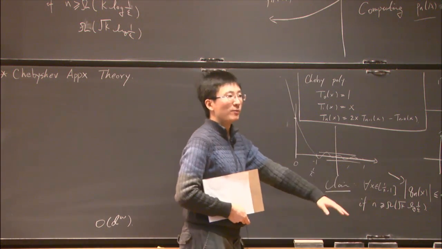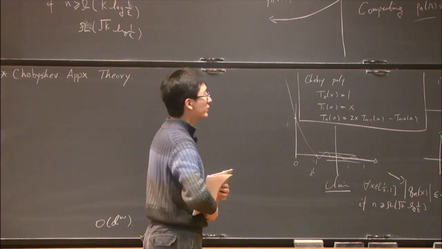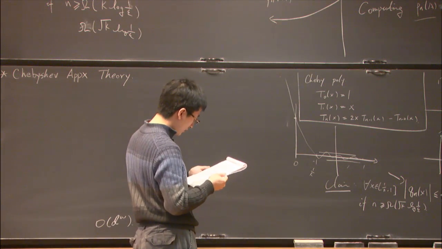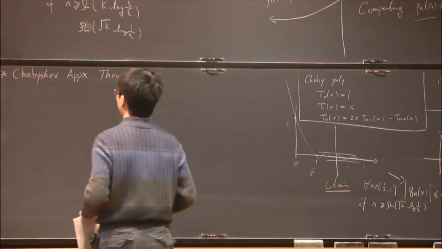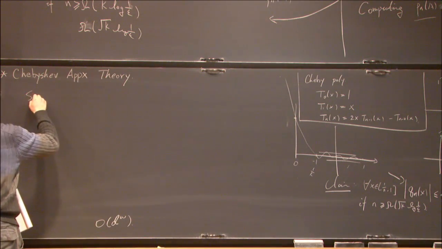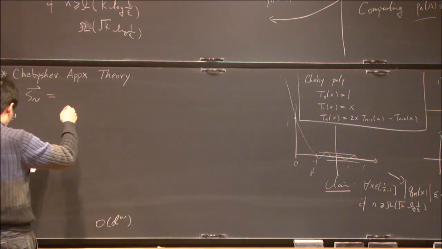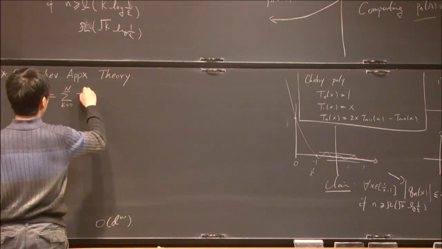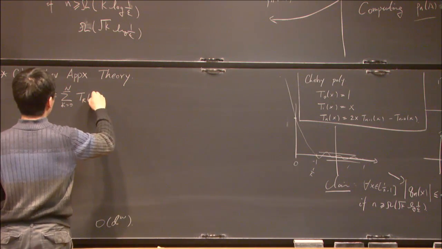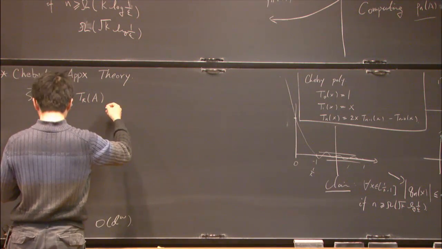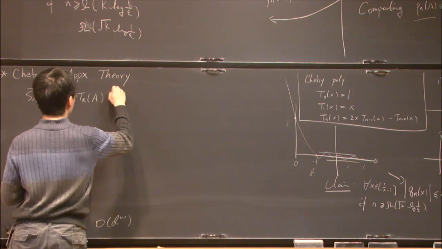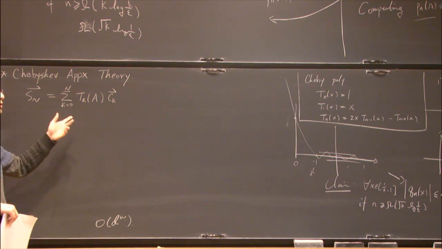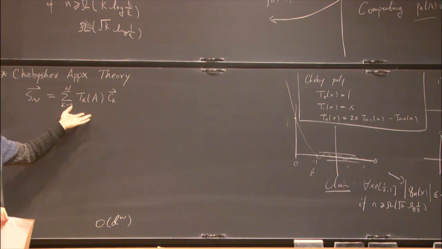And of course, I will also come back to how to compute this polynomial, but let me state actually a more general theorem about the Chebyshev approximation, which is the following. So suppose I want to compute some vector S, say big N, that is a summation of Chebyshev polynomials applied on some matrix, say A, then times some vector, ck. Suppose I want to compute this linear combination of the Chebyshev polynomials.